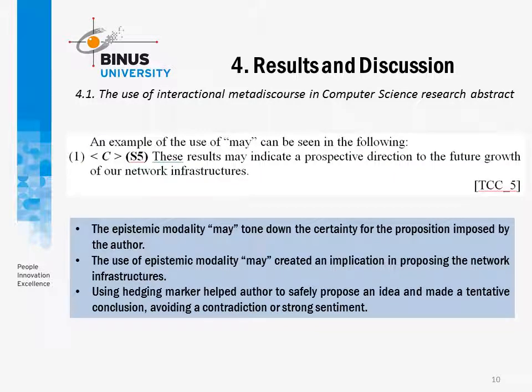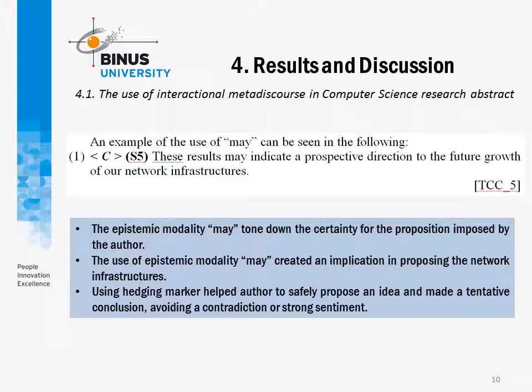An example of the use of the marker "may" can be seen in the following. In this sentence, the marker was used in the fifth sentence, and it was located in the conclusion section of the abstract. The epistemic modality "may" tones down the certainty of the proposition imposed by the author. The use of "may indicate" suggests a prospective direction rather than "could indicate" or "should indicate" or just "indicate." The author chose to use the marker "may."